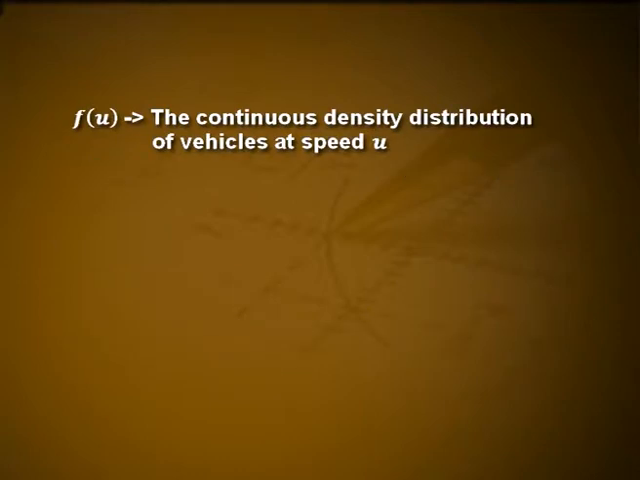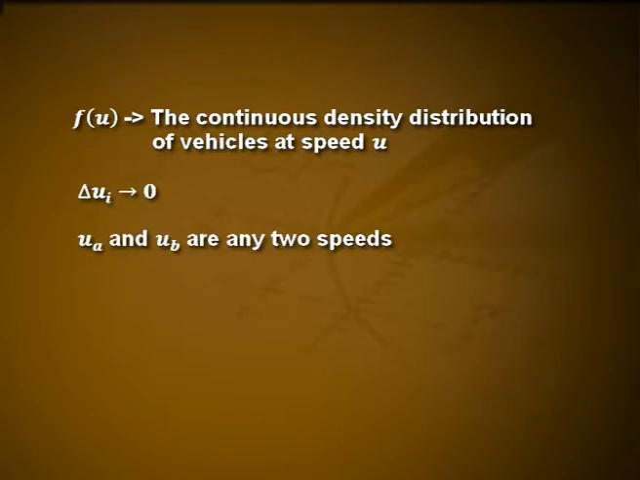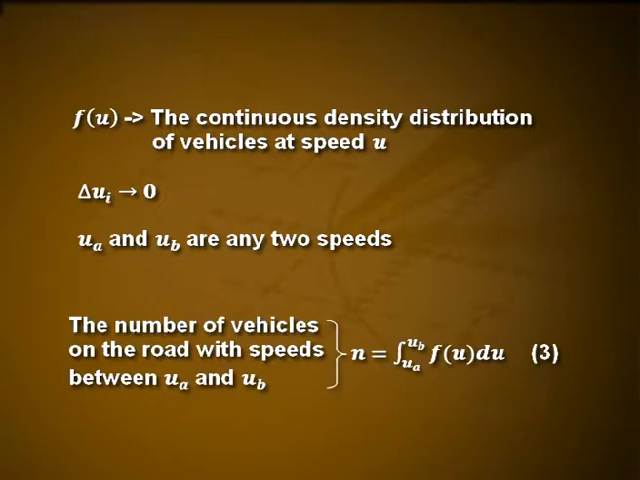Now, suppose f(u) is the continuous density distribution of vehicles at speed u obtained by abstracting the number density process by letting delta ui tend to 0. Then, if ua and ub are any two speeds, the number of vehicles on the road with speeds between ua and ub is given by n = integral from ua to ub of f(u) du.